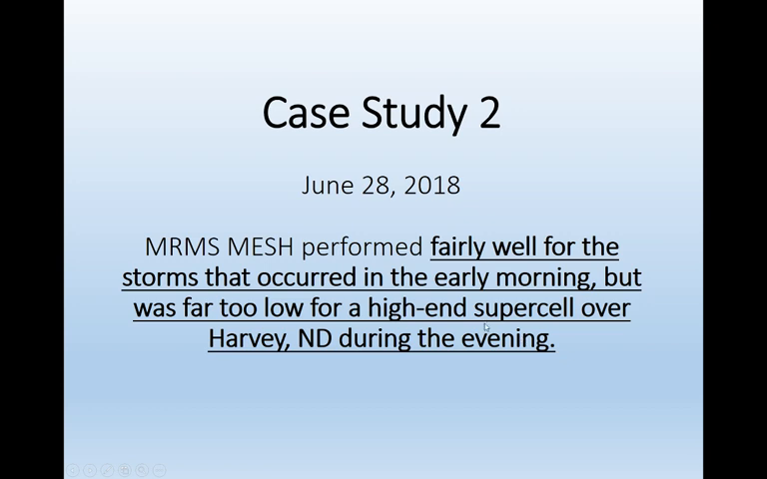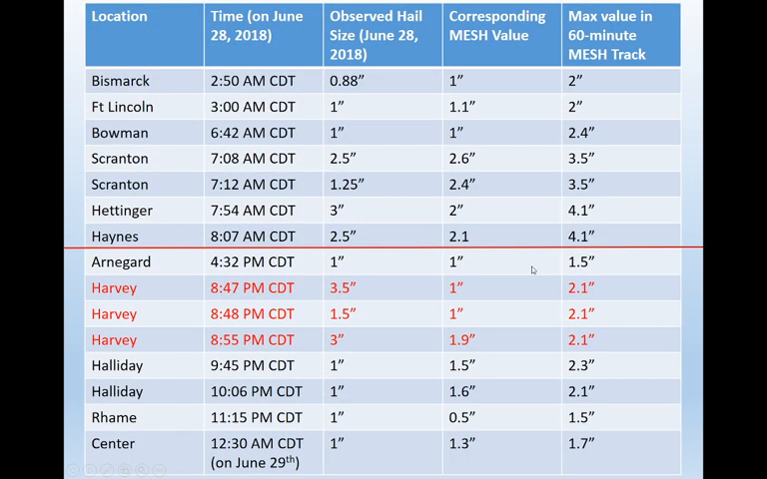So now we'll look at a second case study. This was exactly 1 month later in late June. And on this day, MESH actually performed pretty well for storms that occurred really early in the day, even before sunrise for some of those storms. But it was far too low for a high-end supercell that moved right over the town of Harvey, North Dakota during the evening hours. So here's how MESH performed on this day.